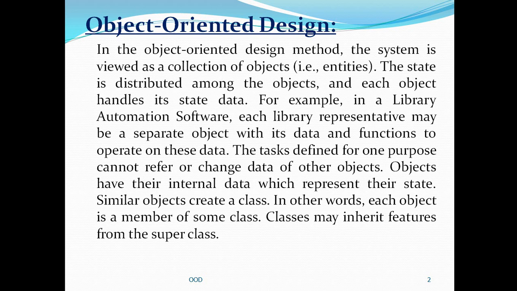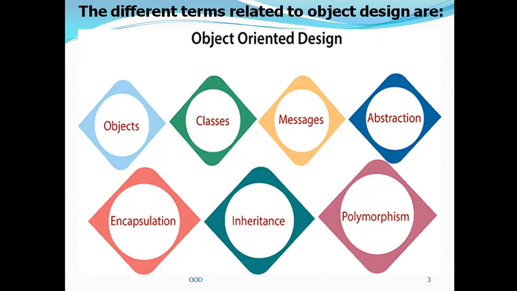A class has one or more objects. In other words, each object is a member of some class, right? So every object is a member of some class. Earlier I said that a class contains one or more objects. A class may inherit features from a superclass. So there is reuse of classes and reuse of objects.